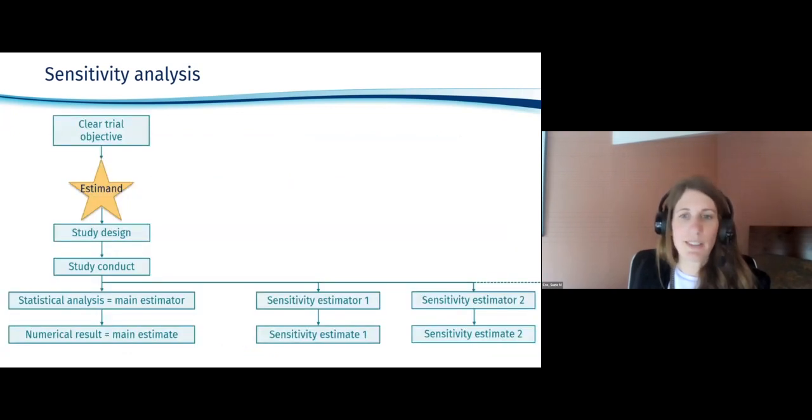As such, sensitivity analysis is defined as analysis that continues to address the same question of interest as the primary analysis, which you can see here. So the sensitivity analysis is analysis which remains aligned with the estimand of interest. Now, you may have more than two sensitivity estimates, but that's what I've just shown in this figure here.